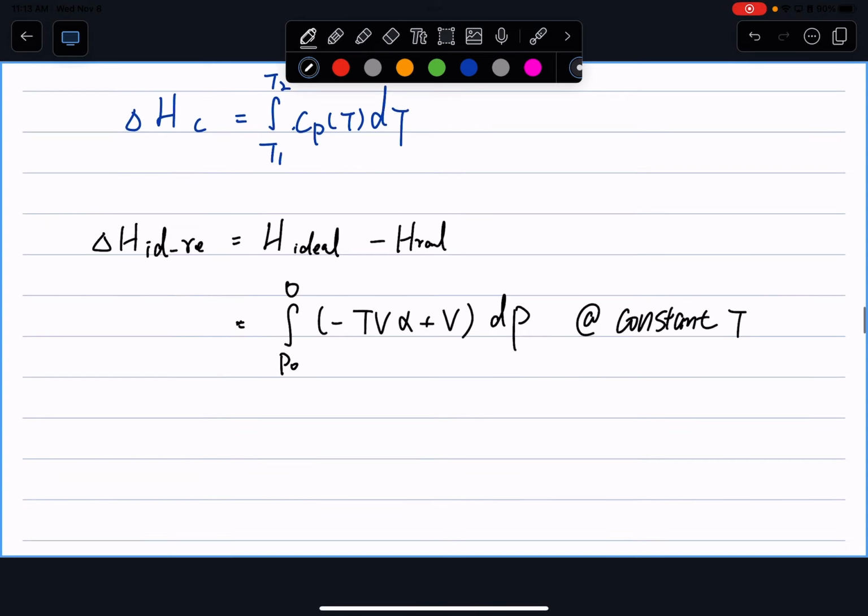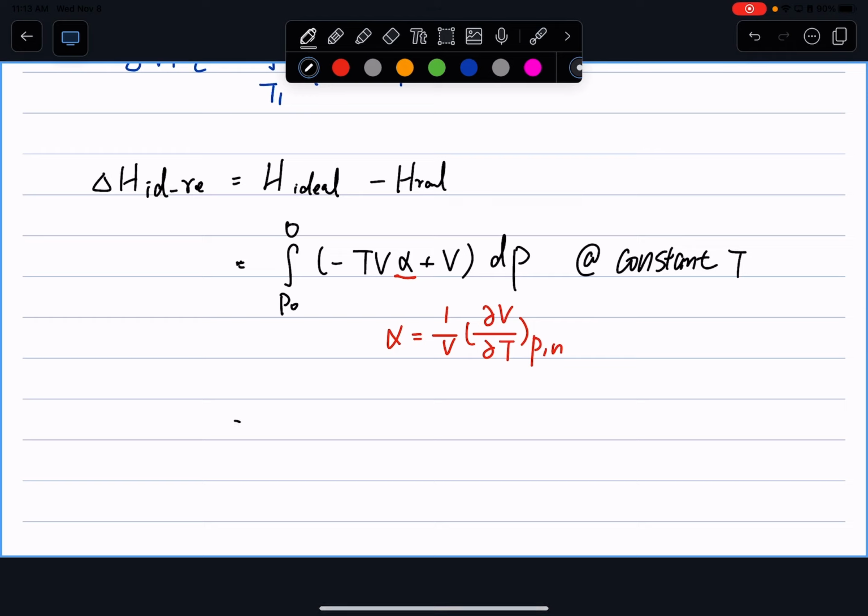All right, and in your textbook, it also expanded this expression by writing out alpha. So alpha equals 1 over V times the partial derivative of V over T at constant P and N, or the isobaric compressibility. And you have that expression of P naught to 0 minus T, partial derivative of V over T at constant P, N, plus V dP.